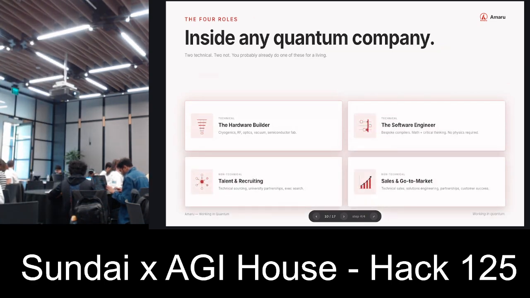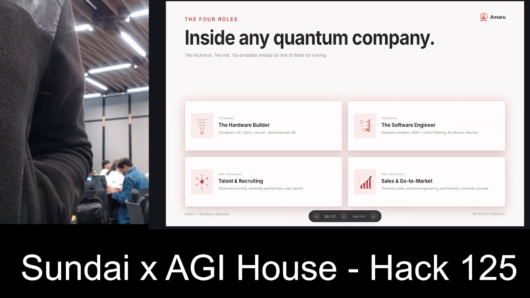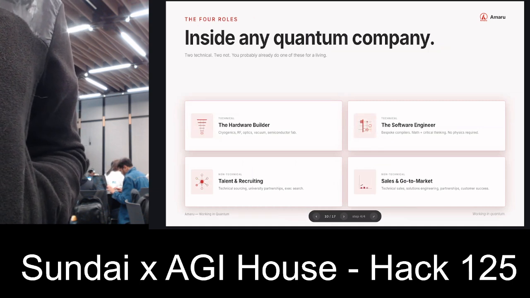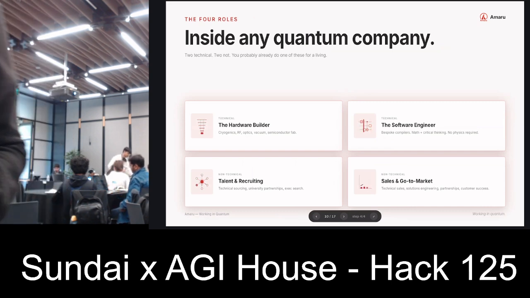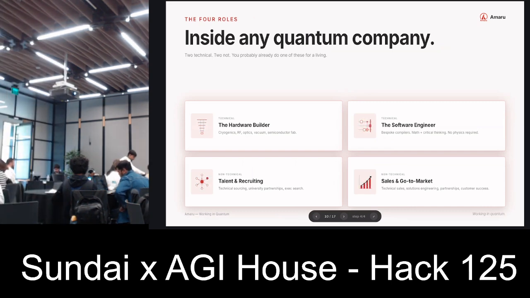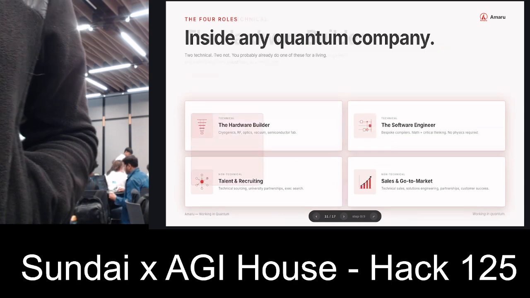Okay, so inside a quantum company, you have hardware builders, you have software engineers, talent recruiting, and sales and go-to-market. So these are the four. There are more roles in this, but these are four different roles that I want to cover with you all today. And with these roles, I want to share what's required and also how you make your way in there. And we'll also talk through some of the skills that you probably already have.